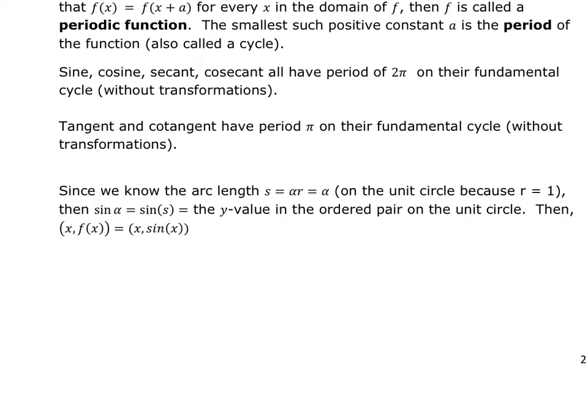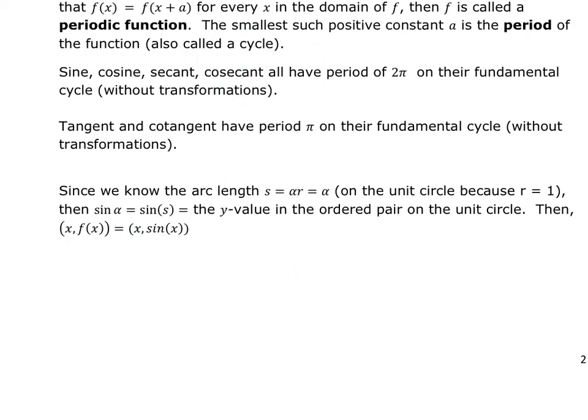Now, again, we know that the arc length is alpha times r, alpha being the angle. We're in radians. You know you have to be in radians. So the arc length s is just alpha because we're on the unit circle. R is 1. So that means when I graph my function, sine of alpha, I can just think of it as the sine of my arc length, and I end up with f of x is just sine x.